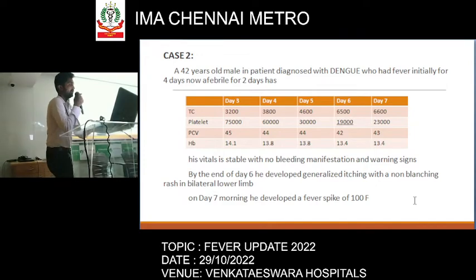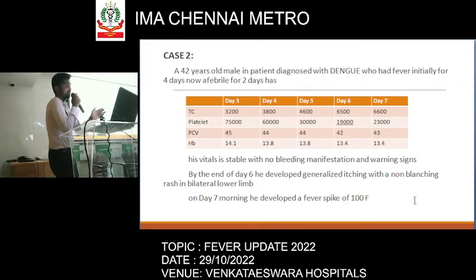So, the diagnosis is that the patient is actually in the recovery phase. Dengue recovery phase with recovery rash. The rash in dengue can happen both in the febrile phase and in the recovery phase also. And the recovery phase rash is typically a non-blanching rash and there will be generalized itching also.